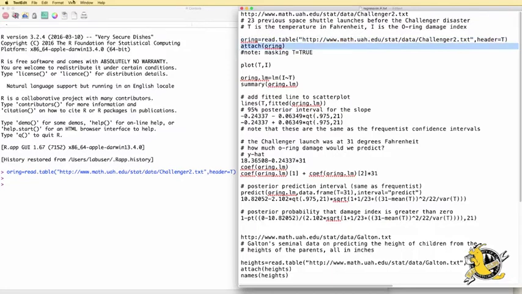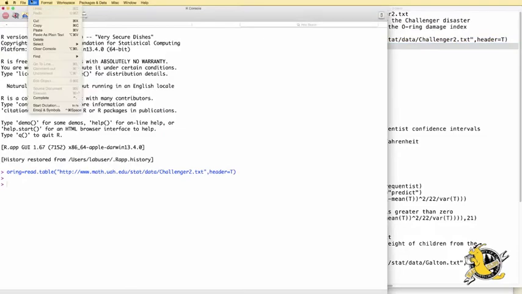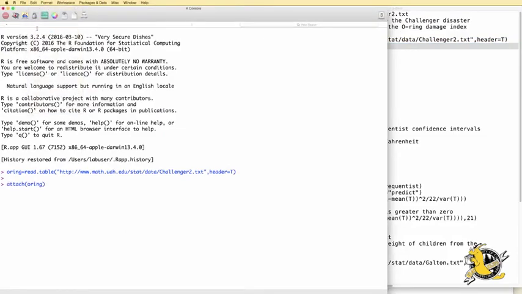If I want to be able to use the labels, I use the attach command to be able to access the labels. R gives me a warning because one of the labels is T. Here T is for temperature, but built into R, capital T also stands for true. So while we're using these labels, we won't be able to use capital T as a shortcut for true, but we're not going to be using that today anyway.